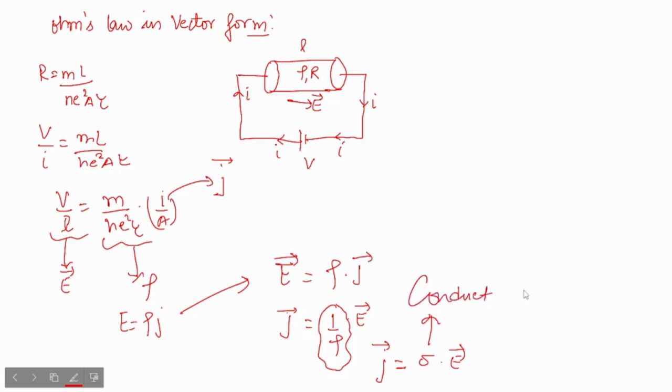Don't confuse it with surface charge density. J is your current density, E is your electric field which is being set up. This result, vector J equals sigma into vector E, is known as Ohm's law in vector form, or you can say in microscopic form.